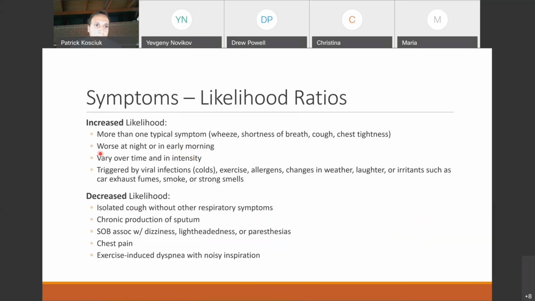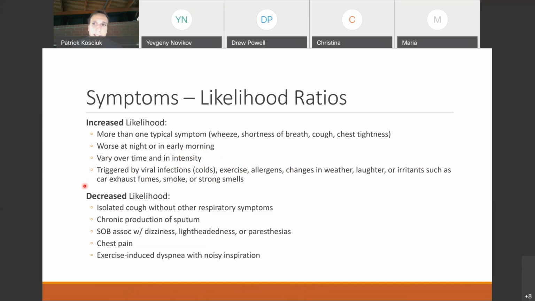These patients are also variable in the intensity of their symptoms, as well as whether symptoms are present or not. Typically, similar to COPD, you'll have triggers for asthma as well, whether it's viral infections, exercise (again, exercise-induced bronchoconstriction), allergens, a variety of things. So these are all important things that you can try to mitigate for patients and advise them to try to avoid.